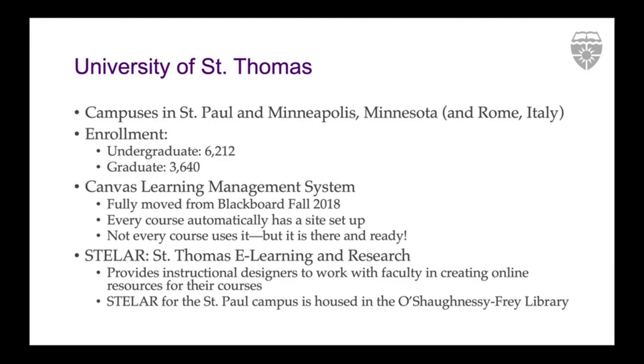So the University of St. Thomas, as I mentioned, is a private college. We have about 10,000 students, about 6,000 undergraduate, 4,000 graduate. We have two campuses: one in Minneapolis, as well as a campus in St. Paul. Actually, we have a third campus. It's in Rome, Italy, but we don't have a library there.